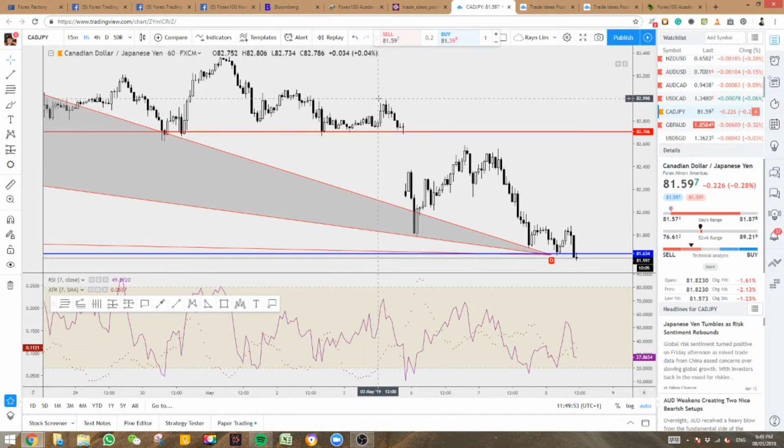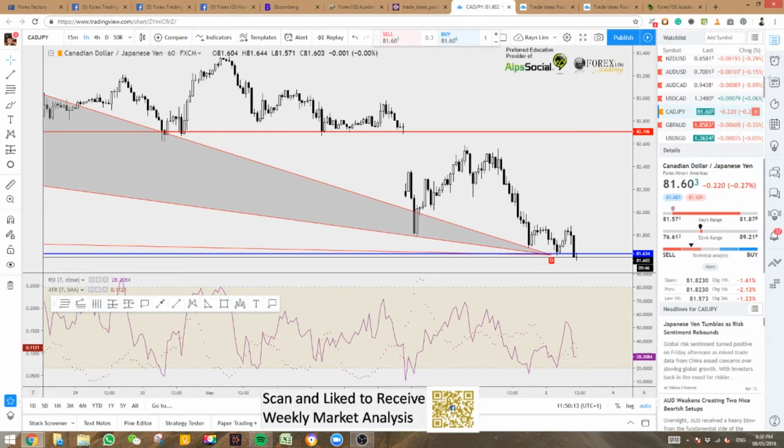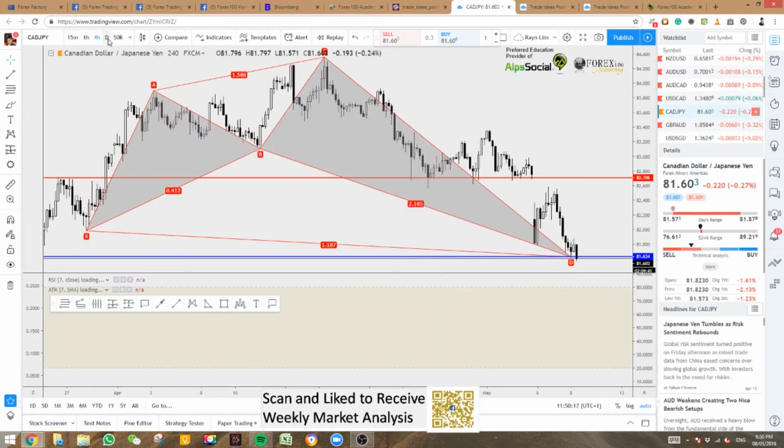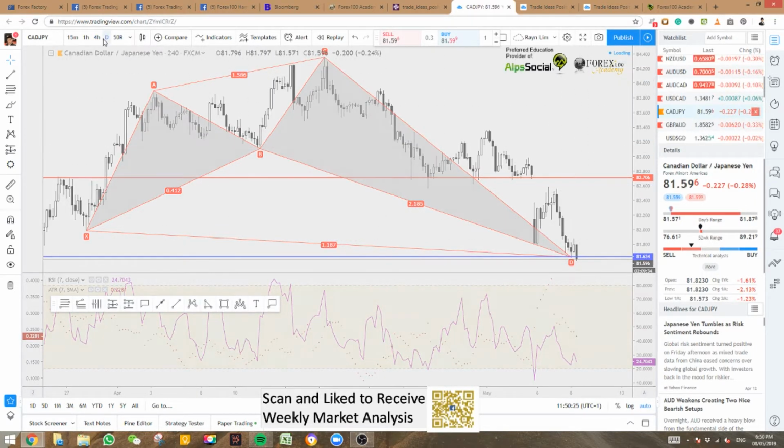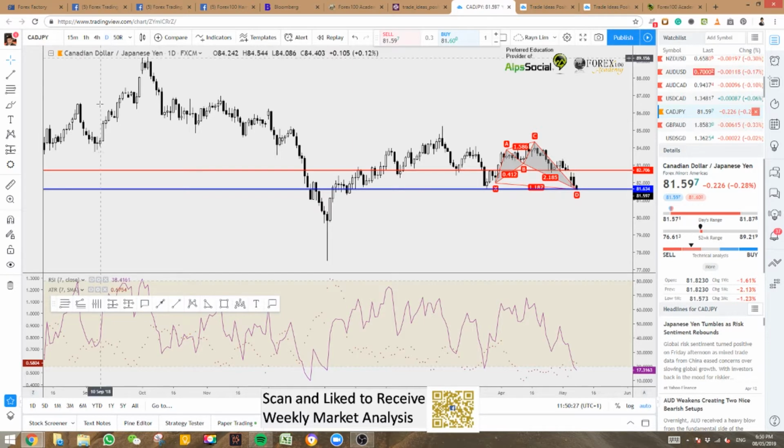And of course, if you are very sharp, you might even see that there is a shark pattern over here, a very sharp pattern as well. So let us just deal with this first and see how the market moves, and from there we will analyze the movement. Great extension downwards. Okay, so that is CAD yen.